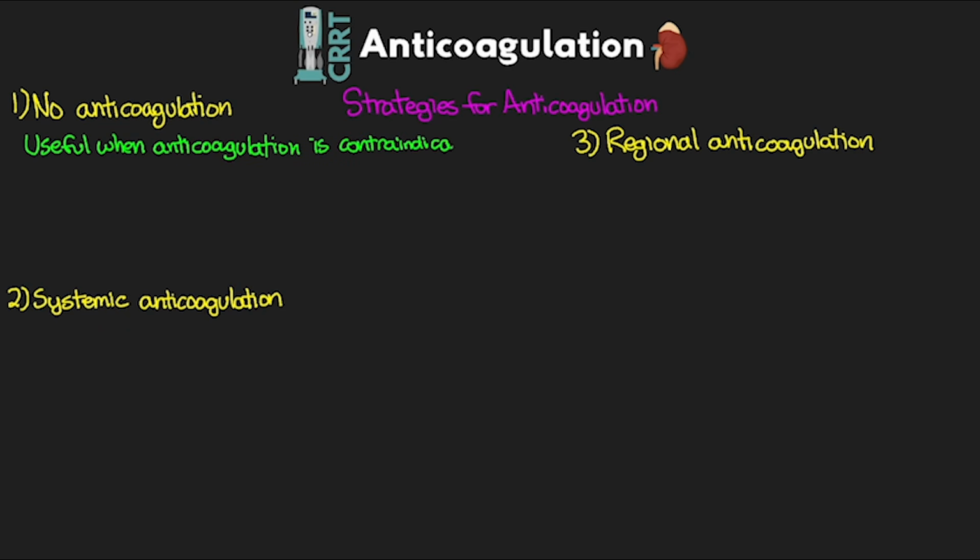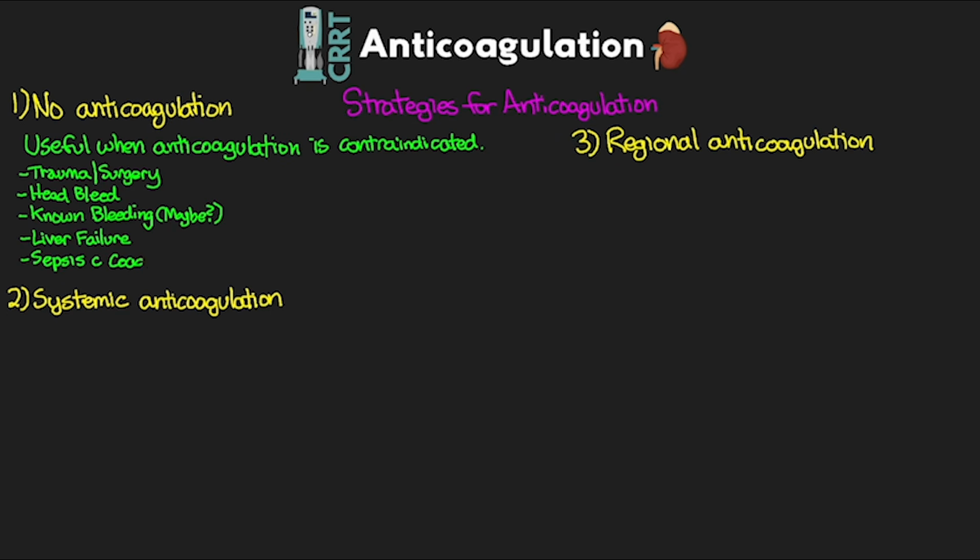anticoagulation might be contraindicated. Some examples of these contraindications, although not an exhaustive list, are going to be things like our trauma or post-surgical patients, patients who have head bleeds, and patients who have known bleeding, although this one sometimes is not always a contraindication, patients who have liver failure, as well as sepsis with coagulopathy.